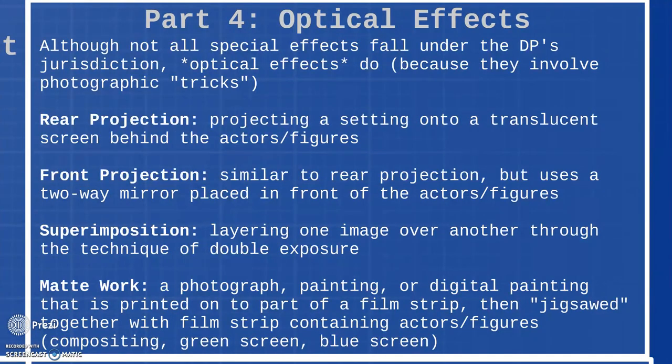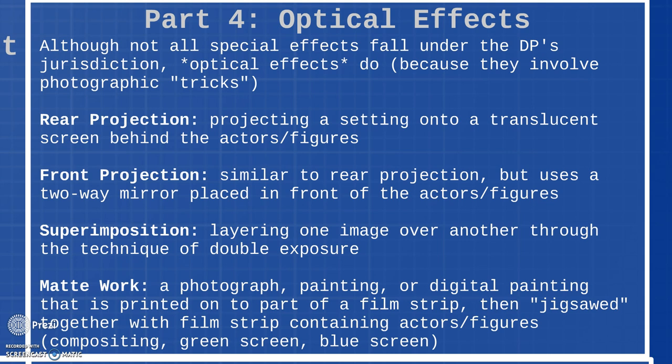In addition to the control that the DP has over the duration of the shot and the movement of the shot, they also have control over something called optical effects or special effects. Not all special effects relate back to what the cinematographer is doing, however. Some special effects are done after the fact, like CGI or motion capture. Optical effects specifically refers to photographic tricks. These are the special effects that are accomplished by doing something specific with the camera, the position of the camera, or something with the film stock. So these are more physical effects.